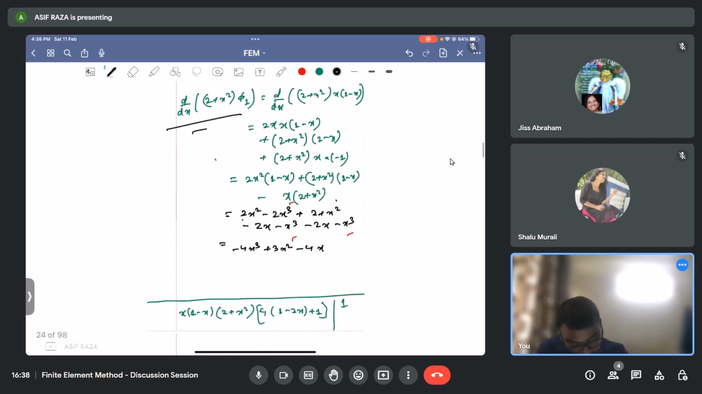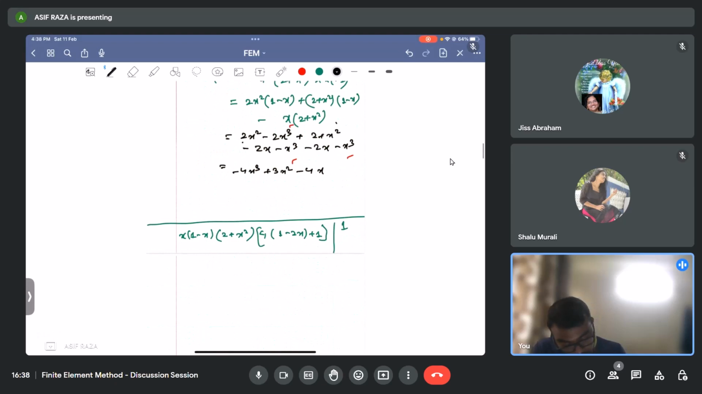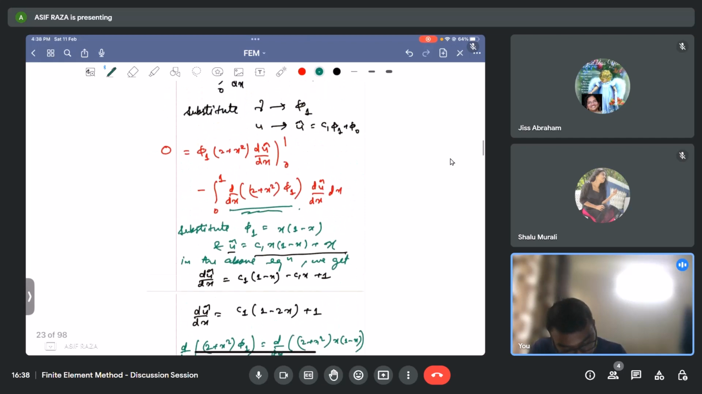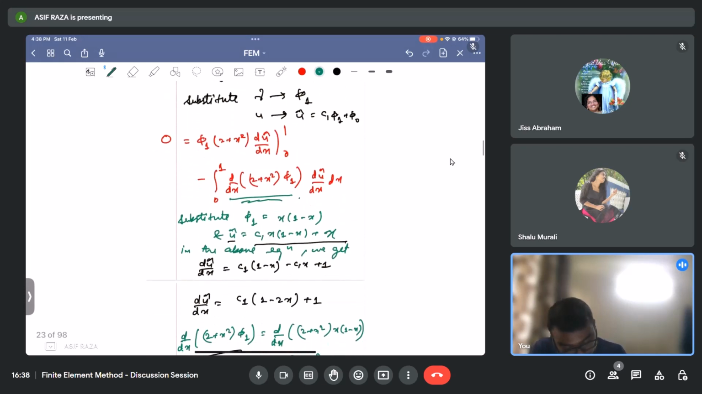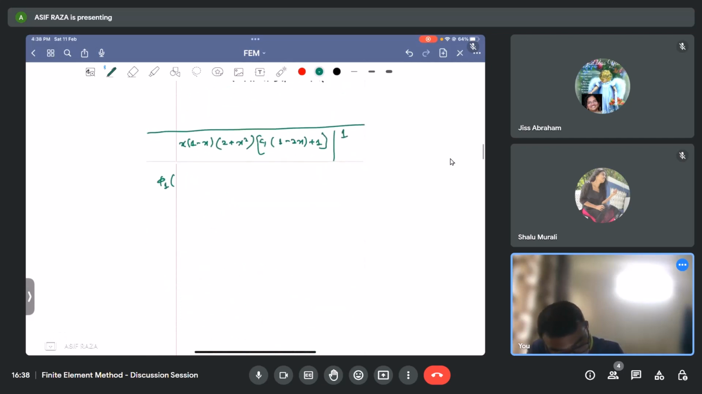Okay, now let's substitute everything into the above equation. So what we are trying to find, let's write it again, is this: phi 1, come on. Okay, so this is what we are trying to find. x(1 minus x)(2 plus x square) c1(1 minus 2x) plus 1 at the boundaries 0 to 1.